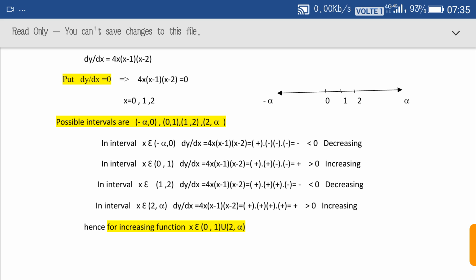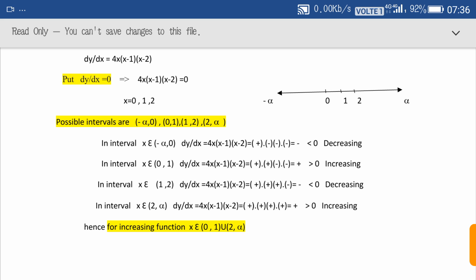Now the fourth interval is 2 to infinity. So you take x belonging to 2 to infinity. dy/dx is equal to 4x(x − 1)(x − 2). 4 is positive, and x belonging to 2 to infinity means the values are more than 2. So x will be positive, x − 1 will be positive, and x − 2 will again be positive because the values of x are more than 2. So all are positive, the multiplication of all positive signs will give positive, so the function is increasing.